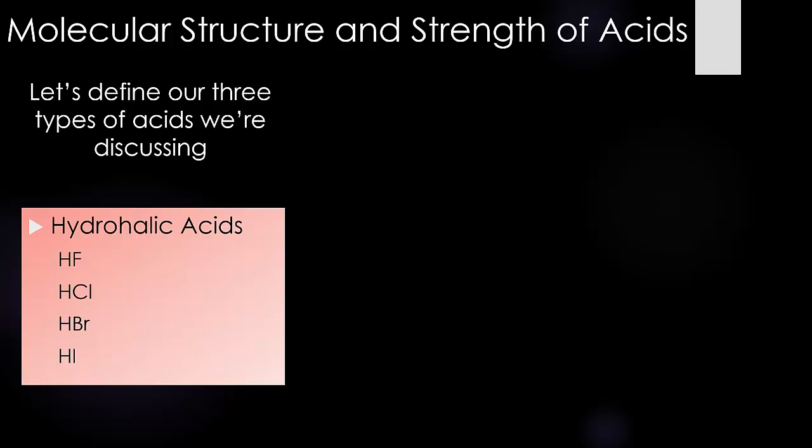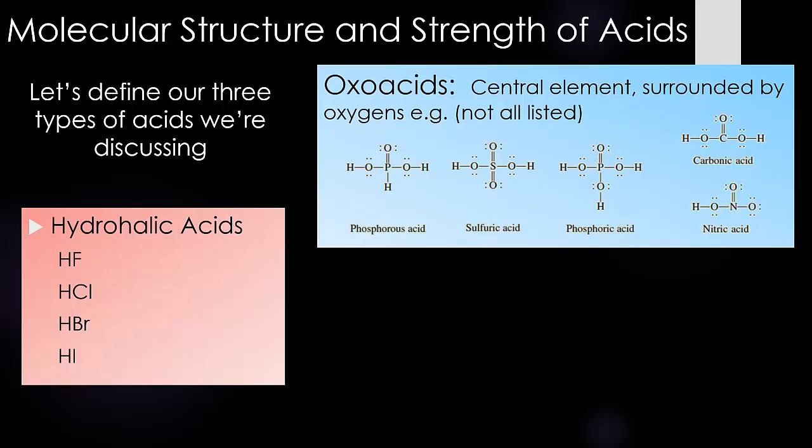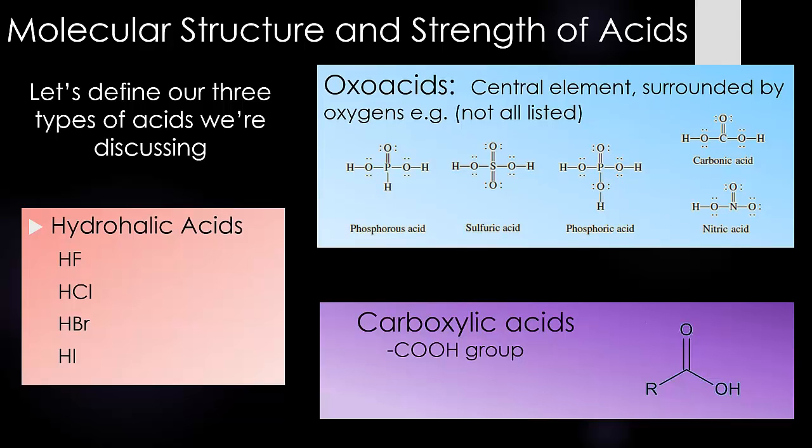The hydrohalic acids are the halogens with an H+, the oxoacids, which have a central element surrounded by oxygens, and the carboxylic acids, or what you may recognize as the COOH groups that we've discussed. We'll start with the hydrohalic acids, since these are a bit different from the others.